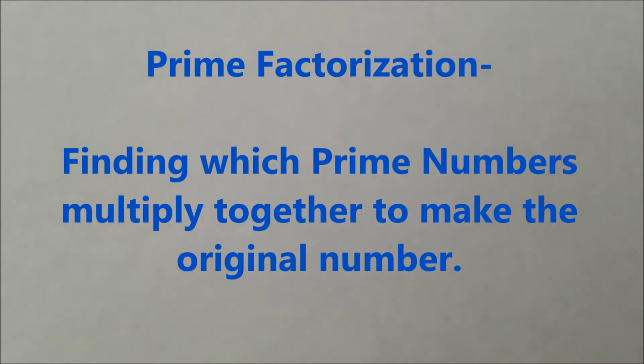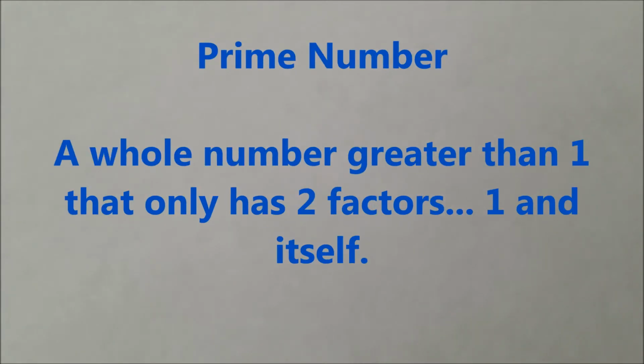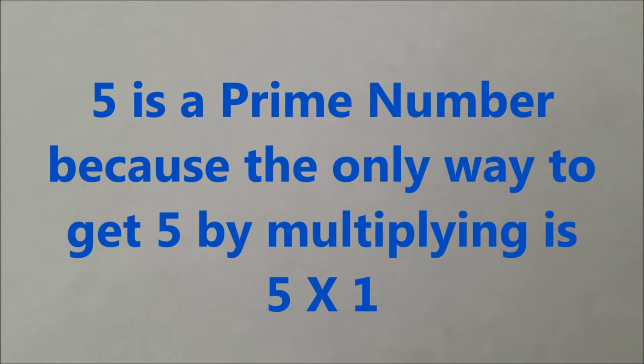So let's also now go and define the word prime number. A prime number is a number that only has two factors, one and itself. So for instance, 5 is a prime number because the only way to multiply to get 5 is itself and 1. So when we factor out a number, we're going to prime factor out the number until all that's left are prime numbers.